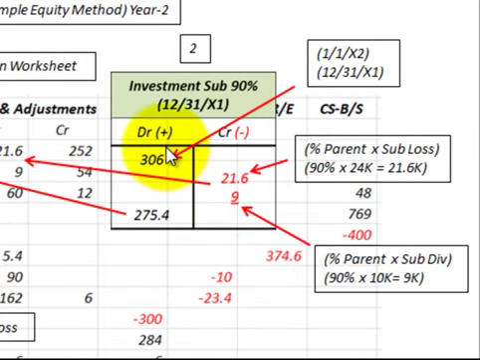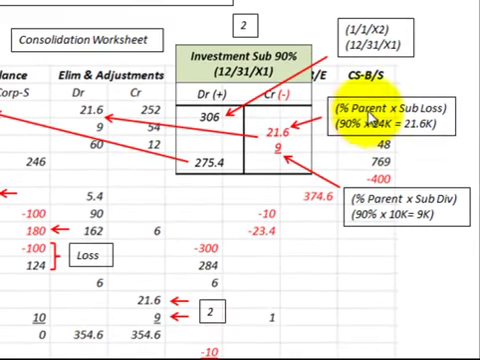And what we have to do is bring it back to $306,000 here. That's what would have been sitting here at 12/31 at the end of year 1, which equals the beginning of year 2, or January 1st of year 2. So in this case, the subsidiary had a loss of $24,000. The revenues here were less than the expenses by $24,000.